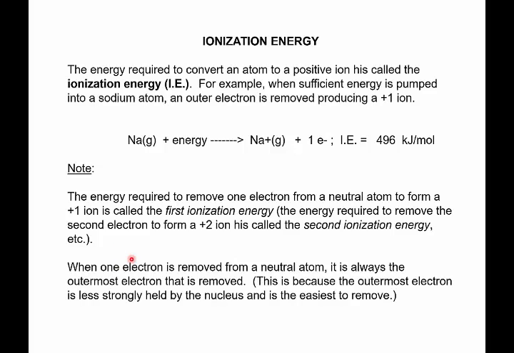Hopefully it's kind of obvious. When you remove an electron from a neutral atom, it's going to be the one that's easiest to remove. That's the outermost electron that will be removed. And that's because the outermost electron is less strongly held by the nucleus. It lies in a higher energy level. It makes it easiest to remove.